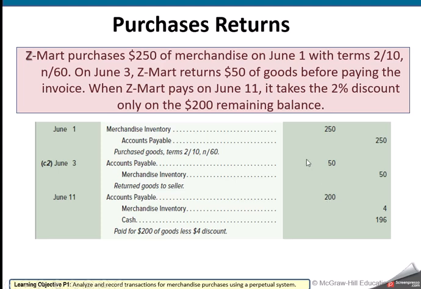So then now, again, that happened within the first couple days, we returned the defective stuff. Now it's 10 days in and we're paying the balance due. So the balance due is $200. The $250 minus that $50 return leaves us that $200. And then we take 2% of that. So that's a $4 discount, and that reduces our cash and reduces our cost of the inventory.